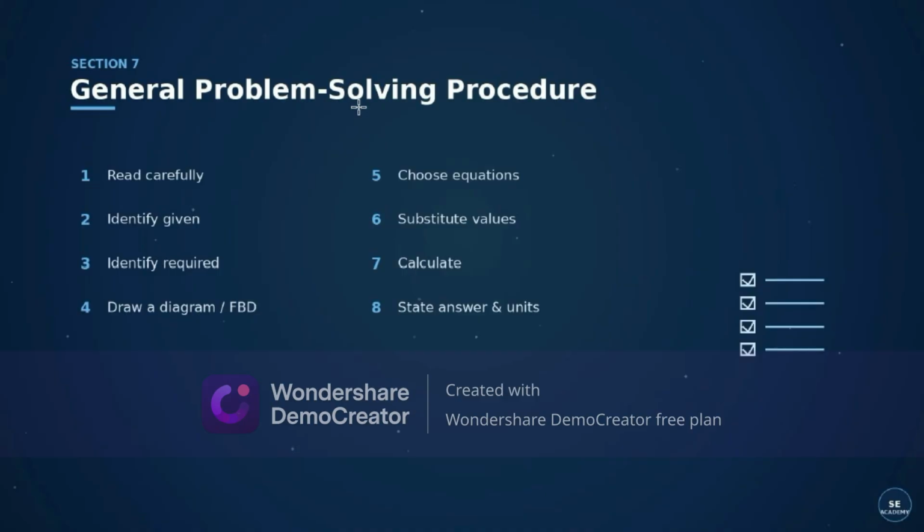So here we come to section 7, which is just the general problem solving procedure. This one is very, very important also. When you are given a question in statics, you don't just run to answering it. The first thing is read carefully what you have been given. Also, identify what you have been given, like the masses, the forces. Then identify what is required. What are you finding? And the fourth thing is draw a diagram, which is FBD.